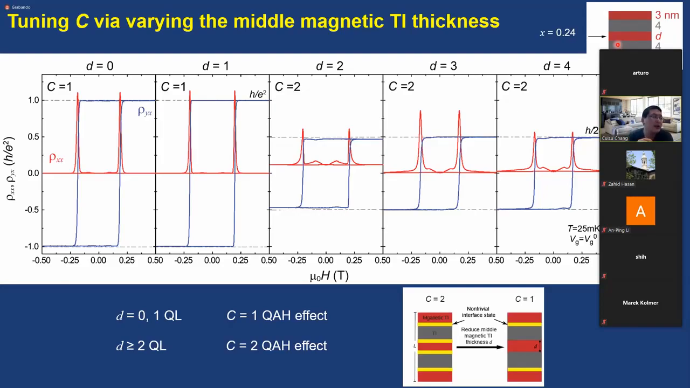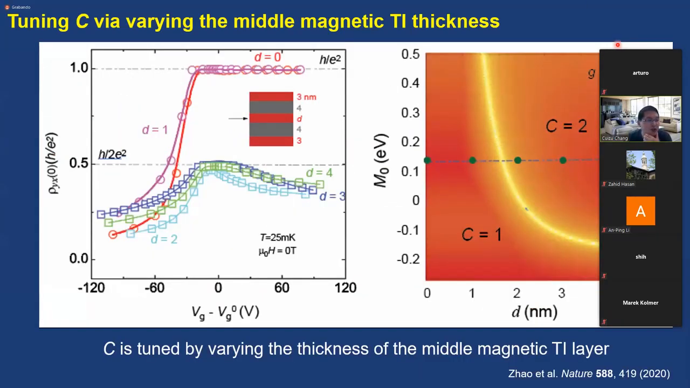If the middle magnetic TI layer is thick, it will separate the 2 C equals 1 quantum anomalous Hall insulators. It forms the C equals 2 quantum anomalous Hall effect. And this tuning of the Chern number is further demonstrated by the gate dependence of the ferromagnetic field. We can see that for D of 0 and 1 quintuple layer it is indeed h over e squared, and above 2 quintuple layers, it shows the C equals 2 quantum anomalous Hall effect. And this experimental observation is also interpreted by our theoretical calculation.